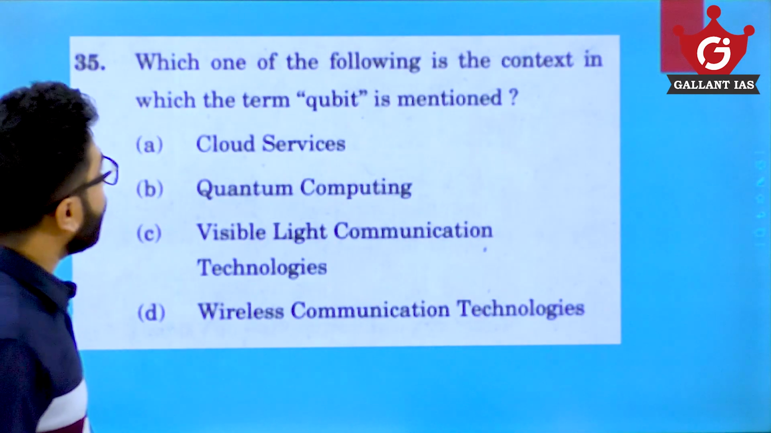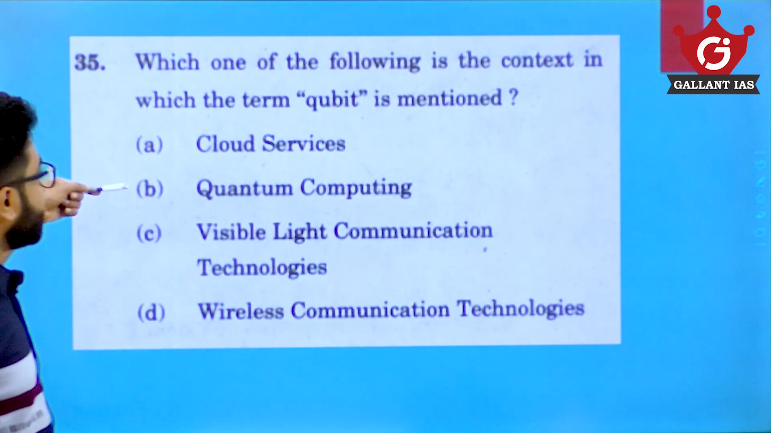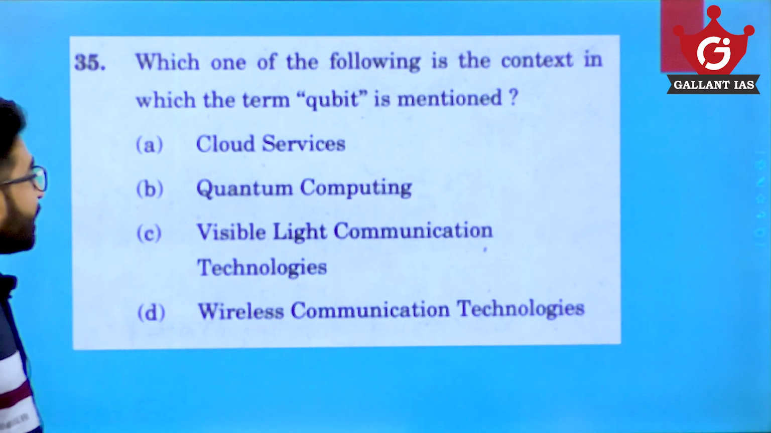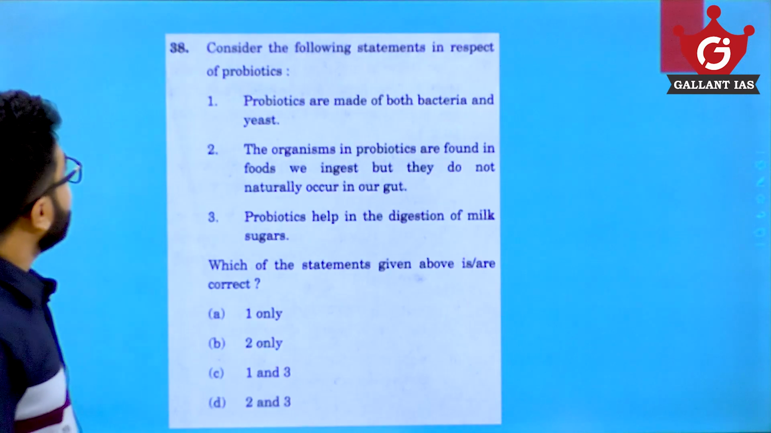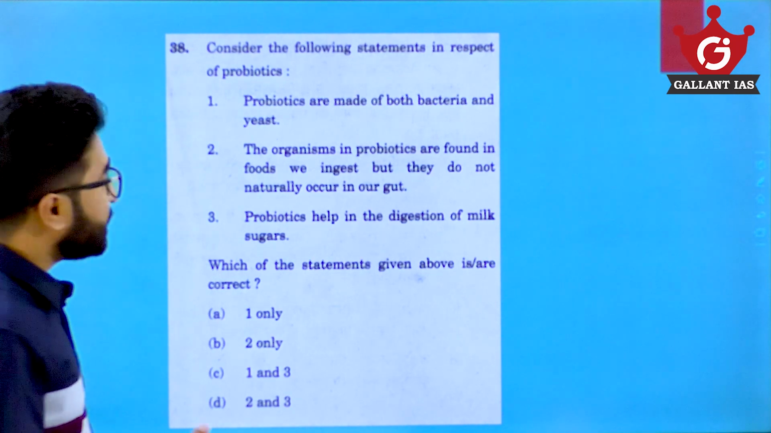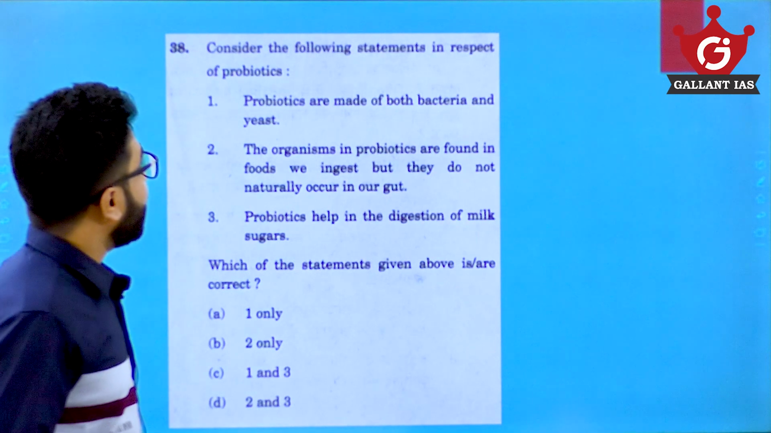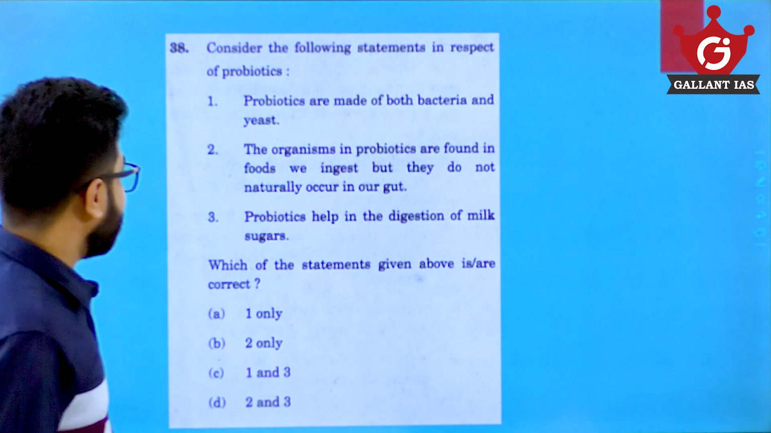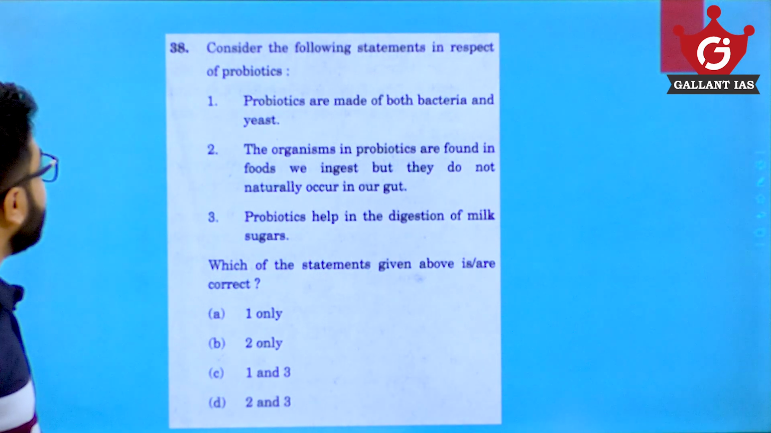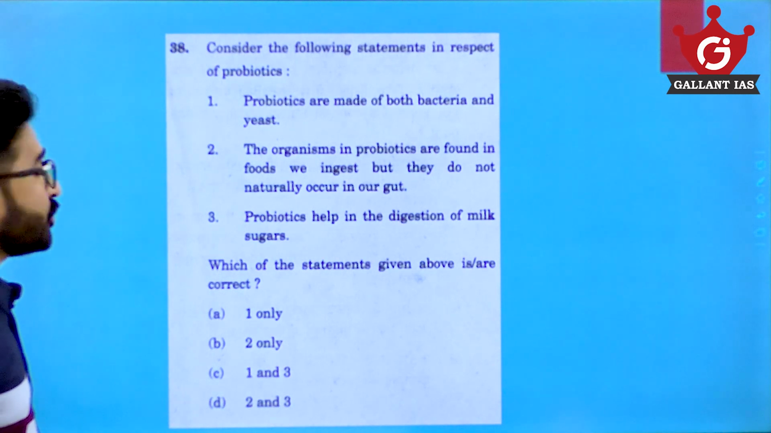Next, which one of the following is the context in which the term qubit is mentioned? Cloud services, quantum computing, visible light communication technologies, wireless communication technologies. Then consider the following statements in respect of probiotics. This is a little bit from the biology background. Probiotics are made of both bacteria and yeast. The organisms in probiotics are found in foods we ingest, but they do not naturally occur in our gut. Probiotics help in the digestion of milk sugars.